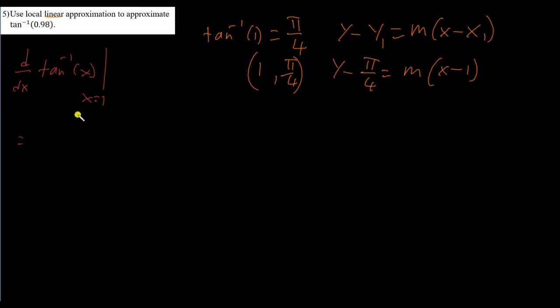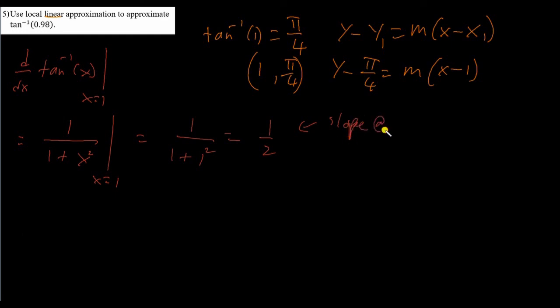So the derivative of the inverse tangent in general is 1 over 1 plus x squared. And remember, we're evaluating this at x equals 1. So this is going to be equal to 1 over 1 plus 1 squared, which is 1/2. This is my slope at x equals 1. Now I can go back and finish writing my equation: y minus pi over 4 is equal to 1/2 times x minus 1.